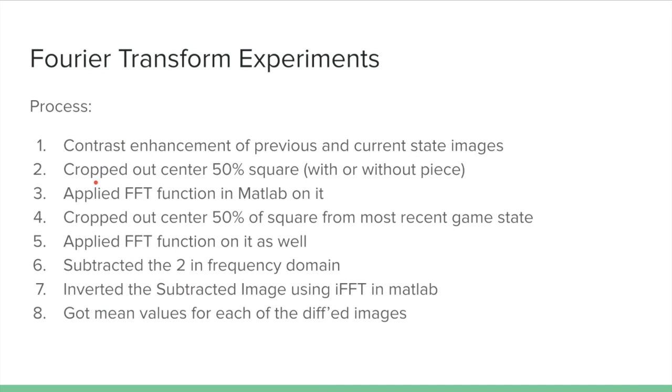Fourier transform experiments. This is the technique that I used for the Fourier transform experiments. I was able to increase the contrast of each of the images, or each of the states of the images, and cropped out only 50% of the squares, and used the FFT function to turn them into their frequency domains, subtracted them in their frequency domains, and then converted them back to the spatial domain and got the mean values.